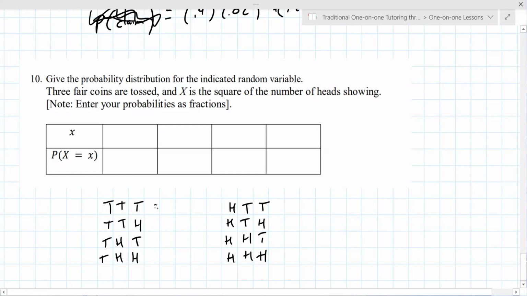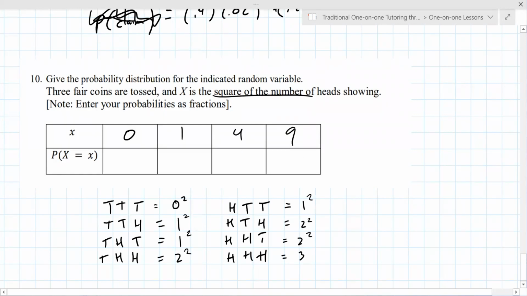Okay. So here there are 0 heads. And when you square it, 0 squared is 0. There's 1 head here, then 1, 2, 1, 2, 2, 3. So you count, these are all the same. 1 squared is 1, 2 squared is 4, 3 squared is 9. So you just count. There's 1 out of 8 for 0. There's 3 out of 8 for 1. And for 4, there's 3 out of 8 again. And then 1 out of 8 for 9.